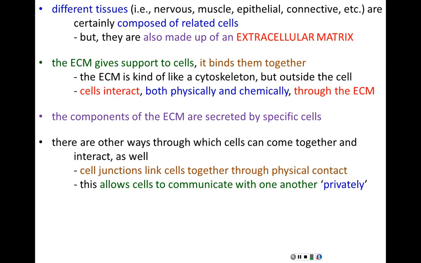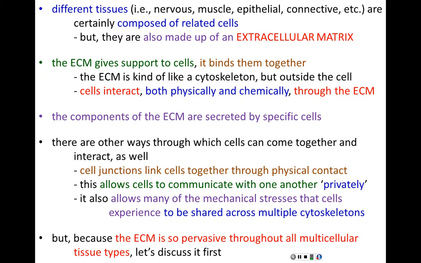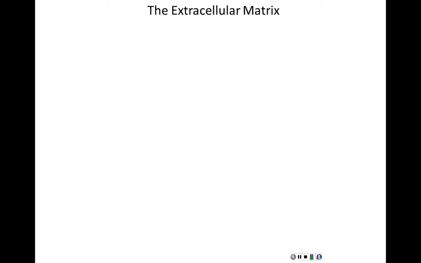So these cellular junctions also allow cells to share mechanical stresses, allow mechanical stress to be distributed among multiple cytoskeletons. We've talked about that before. We'll talk about it again. But it's the ECM that really is pervasive throughout all multicellular tissue types. You see, these cell junctions that I'm referring to, they're pretty specific to epithelial cells. All cells have ECMs as an important integral part of their structure and their strength. And so let's talk about ECMs first, because it pertains to all tissue types, and it's actually the more important of the two. So the extracellular matrix.